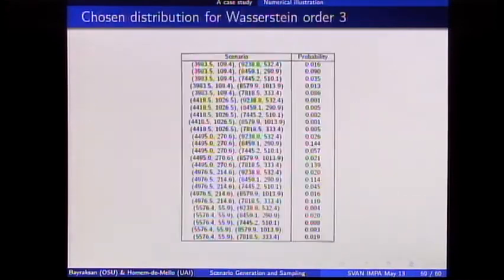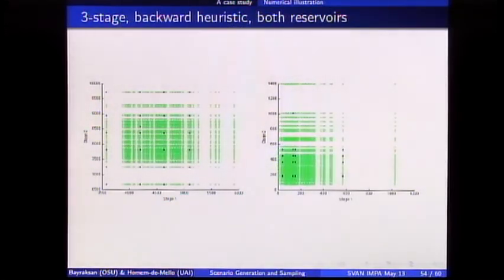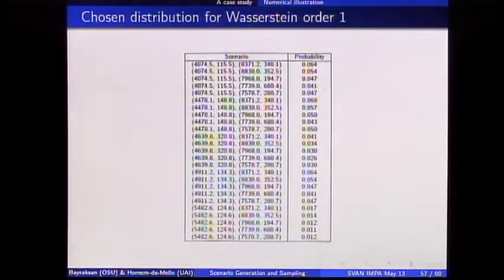And that's it, right? So this is just to give a small illustration. This is of course a very particular problem, but just to give a glimpse of how these things work in practice, right? This is of course just a two-stage problem, and that's what we observed.